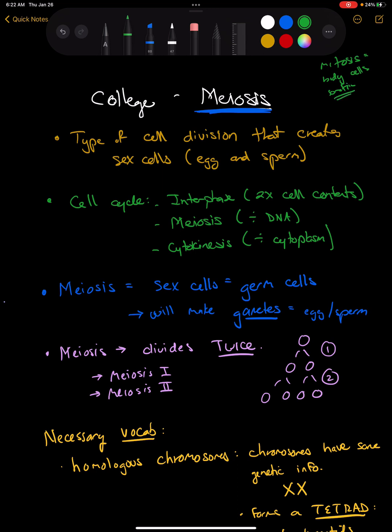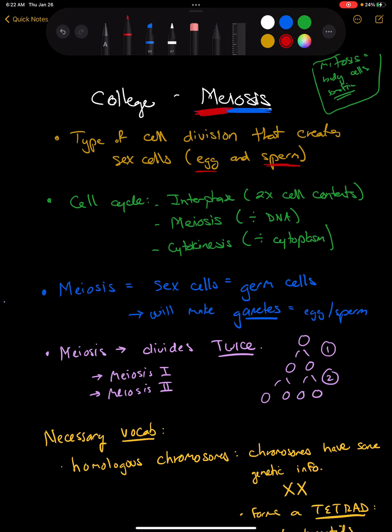But we have another type of cell in our body. Those are going to be sex cells. So mitosis makes body cells, but my sex cells, like think egg and sperm, that's what makes me. So meiosis is the type of cell division that creates my sex cells, which are either egg or sperm. Okay, so egg or sperm, that's how you were made. We're made by egg and sperm.